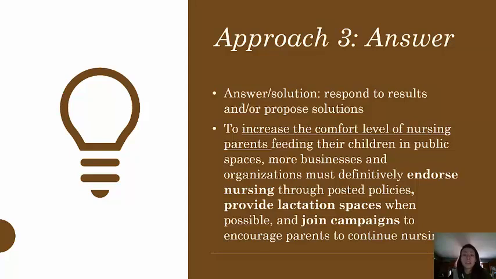So I'm talking to businesses and organizations. I could be even more specific there, really. Here's what I want them to do. I want them to endorse nursing through posted policies, provide lactation spaces, and then join campaigns to encourage public nursing. So I've given 3 specific solutions that I'm then going to talk about throughout my paper. I've targeted specific audiences and given my goal or ultimate outcome that I want to achieve.